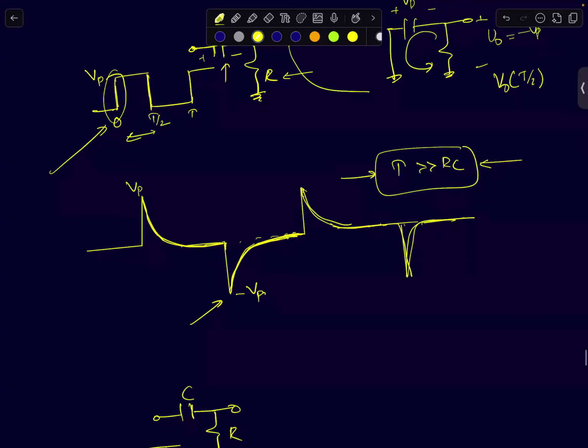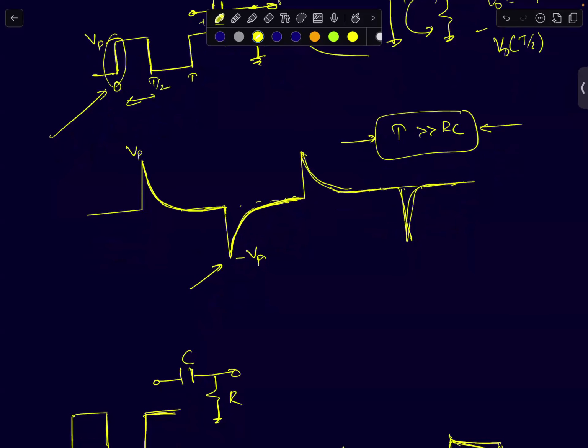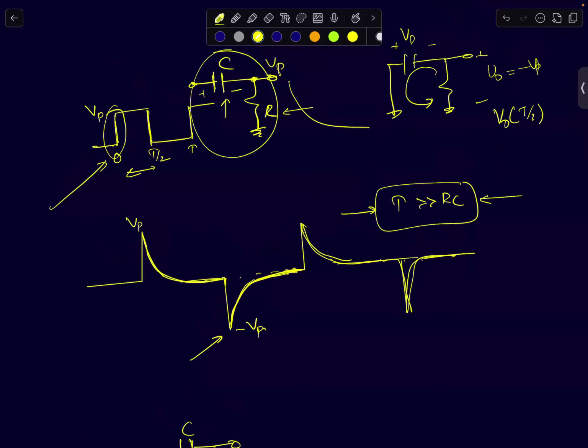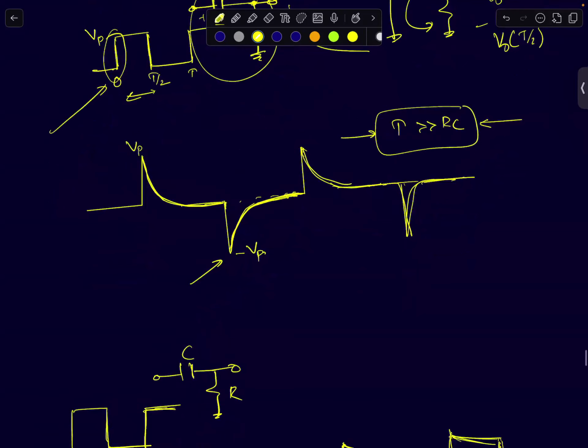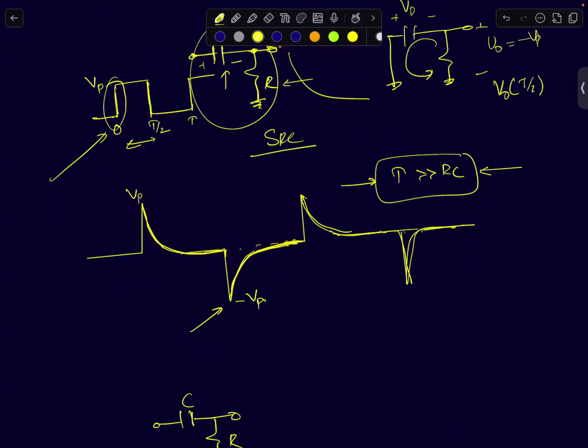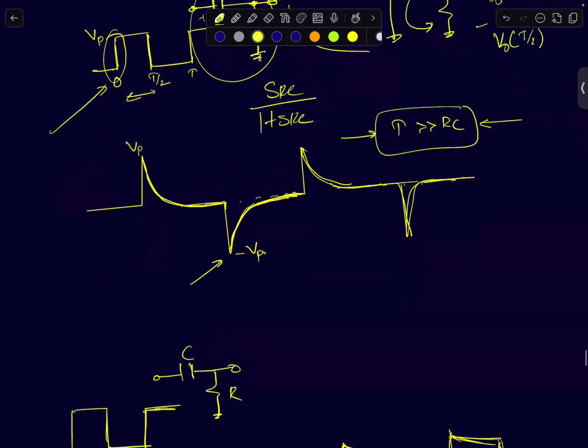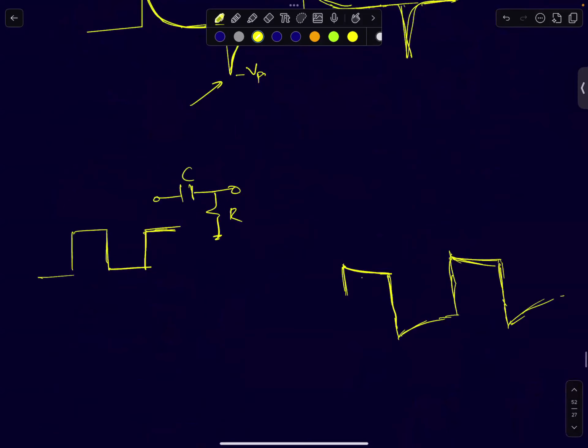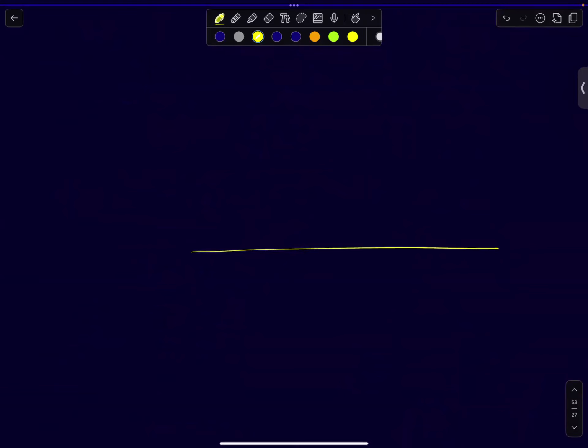Now, let's try and explain this using frequency response. What is the transfer function? SRC by 1 plus SRC, a high pass filter. If you try to plot this transfer function, it's going to look something like this. It will be 0 at DC.